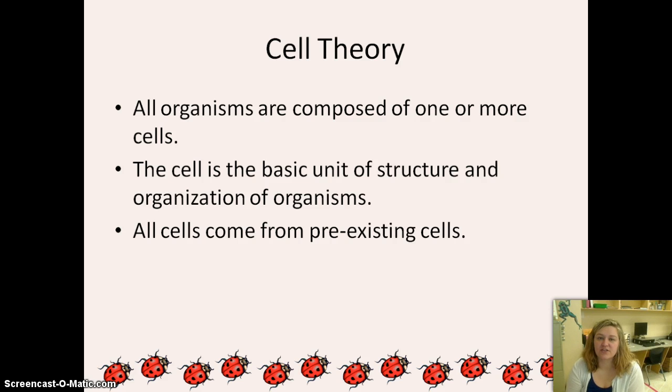Over the years, scientists have developed a cell theory. It has three parts. The first part says that all organisms are composed of one or more cells. Secondly, the cell is the basic unit of structure and organization of organisms. And finally, all cells come from pre-existing cells. We can't just suddenly get a new cell.